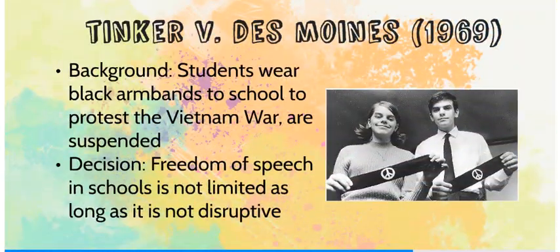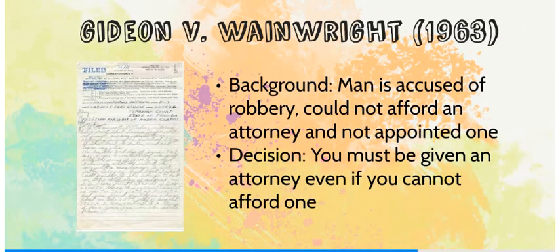All right, and Tinker versus Des Moines. This is the armband case. So if you want to just draw a little peace sign, draw an armband, that might help you out, because these are the 2 people that decided they and their friends wanted to protest the Vietnam War. And they decided to wear armbands in order to do so, and they were suspended even though it was not disruptive.